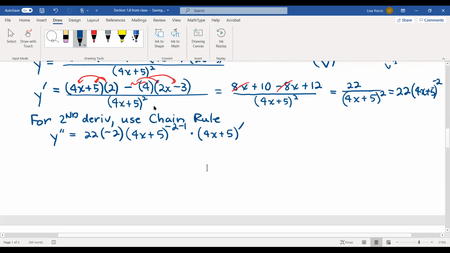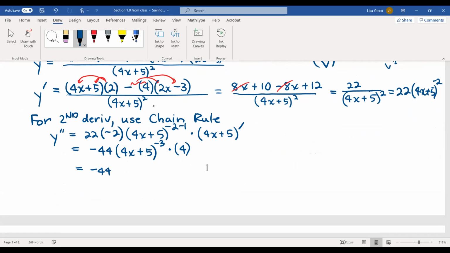And then just keep going. That's -44. -2 minus 1 is -3. And then the derivative of 4x plus 5 is 4. And then we're just going to simplify it a little bit. I'll take the 4 over and multiply it by the -4, 44. I'll put the (4x plus 5) cubed in the denominator to get rid of the negative exponent.